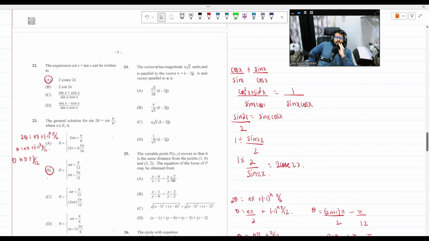Vector u has a magnitude of 4 root 5 units and is parallel to the vector v, a unit vector. So we're looking to see which one of these is going to be a unit vector. The only one that will give us a unit vector, a modulus of 1 or a magnitude of 1, is going to be part D. Part D will be the only solution that gives us a magnitude of 1. The magnitude of this, and this, will be more than 1.